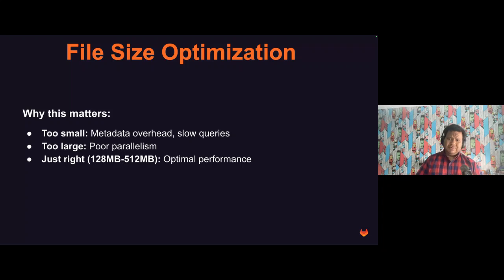Too large files, over 1 GB, reduce parallelism, limit effective resource utilization across your cluster, and can cause memory pressure when processing individual files. The just right size is 128 MB to 512 MB. This is like a sweet spot. It balances metadata efficiency with optimal parallelism, efficient compression, and enables effective data skipping filters. So we're typically improving query performance by 3 to 5 times compared to poorly sized files.